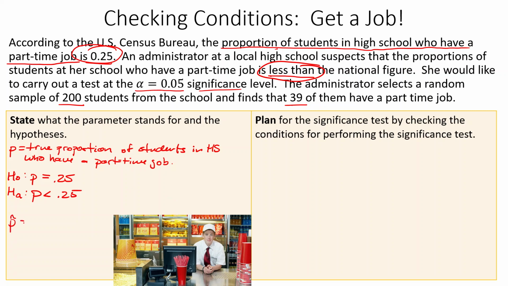So there's our hypotheses. If we want to write down more stuff here, we can. We can say that our p hat is 39 out of 200. That means this 200 here would be our n. It's just kind of a lazy way of writing it.